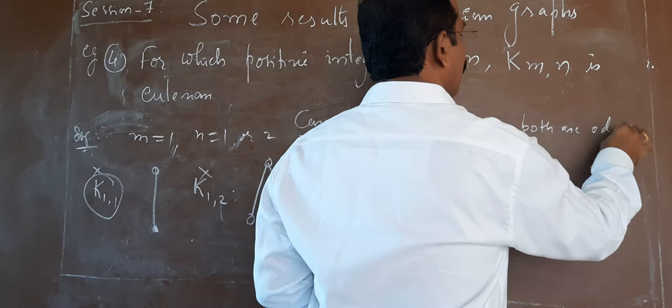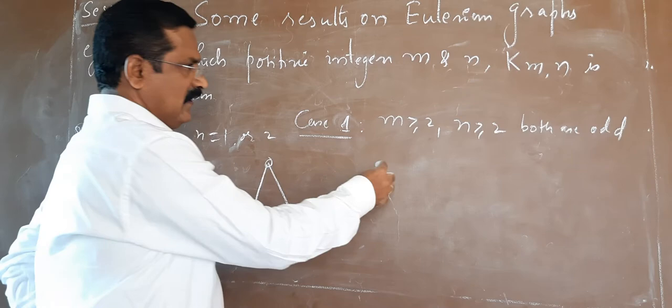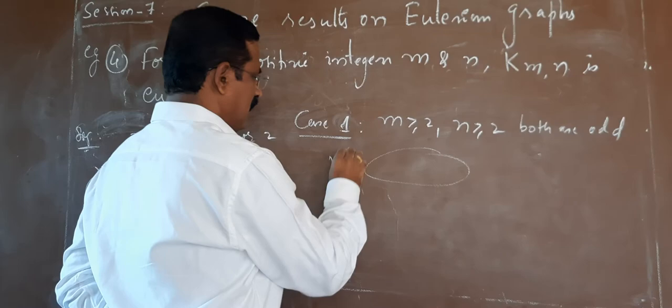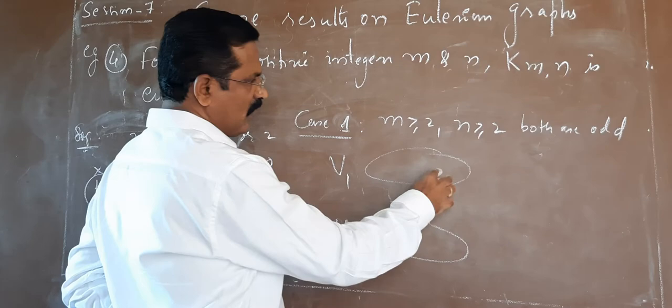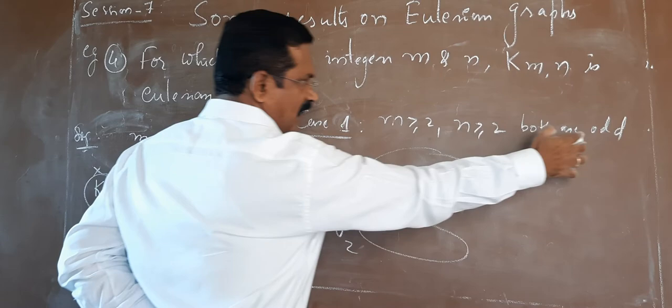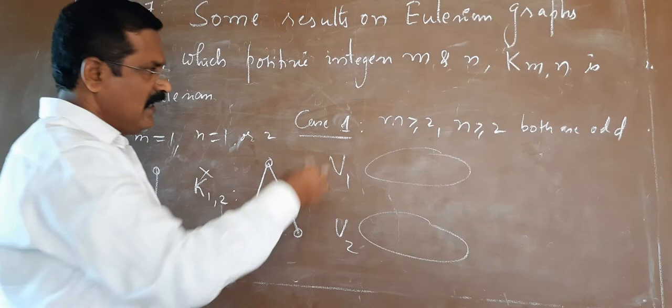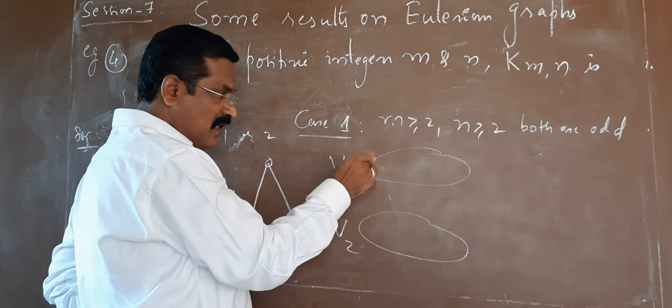You know already, there are M vertices at the top. This is one set V1. This is the other set V2. Here there are how many vertices? Odd number of vertices. Here N is also odd, odd number of vertices. The definition of complete bipartite graph says every vertex of this set must be adjacent with all other vertices of the other set. That is a complete bipartite graph.